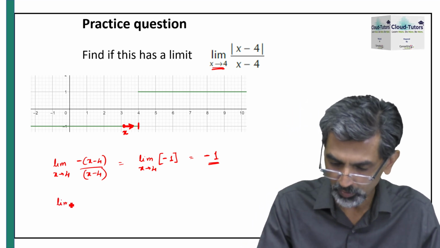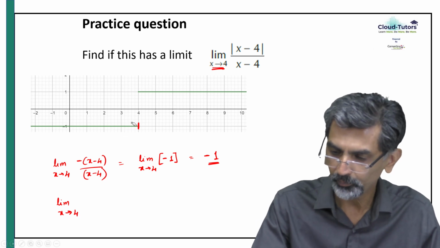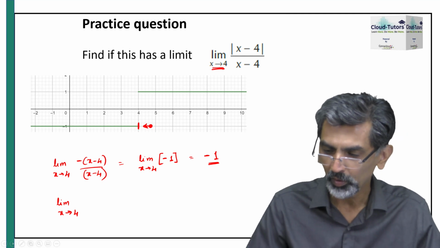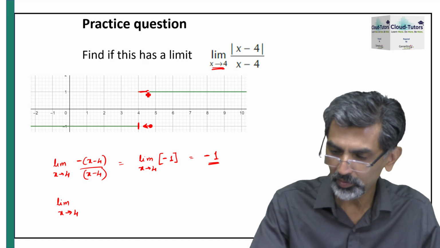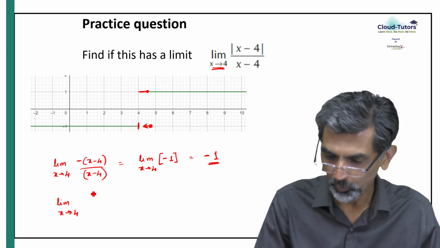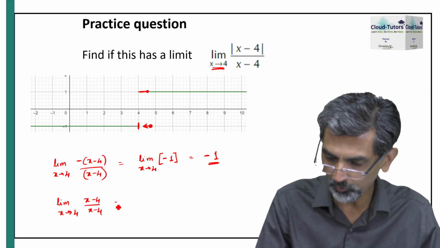What if you approach 4 from the right hand side? Over here you start approaching x is equal to 4. You can see that the value of the function is here, and so x is greater than 4 in that case. So this is just x minus 4 by x minus 4.